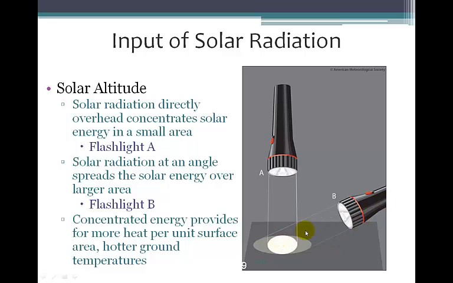When the sun is lower in the sky, closer to the horizon, the energy is coming in at an angle, and it intersects the Earth in a way that causes the energy to be dispersed over a larger area. So we may have the same amount of energy coming in, but it's being spread out over a larger area. So we have more intense energy coming when the solar altitude is high in the sky compared to when it's lower in the sky.